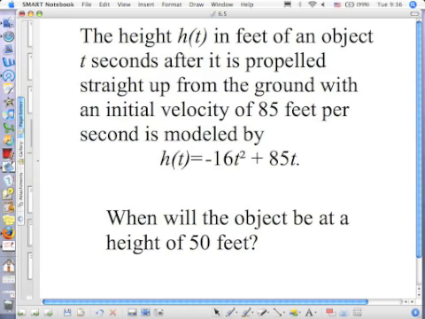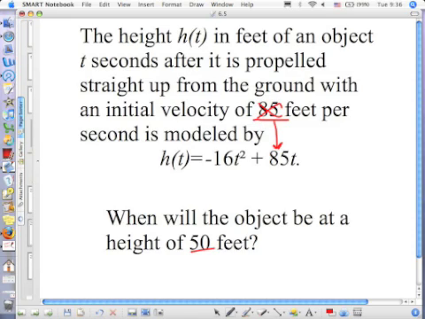Now, the place where I see most of you messing up in these is that you see this 85 feet per second and you think somehow that 85 has to go somewhere in the formula. The 85 feet per second is what they use to get the formula. You don't need that whenever you're solving. The question is when. So we have height and we have time, and the question was when. What are we looking for? We're looking for time. That means we need to know height.